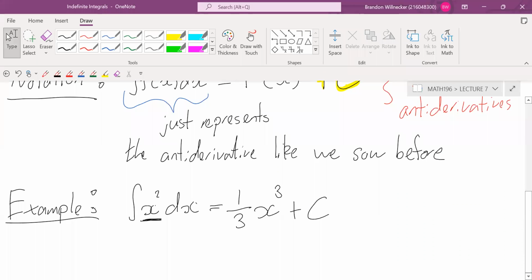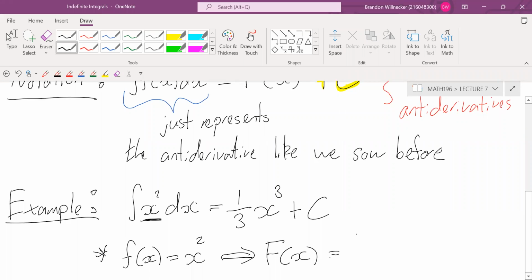So this is exactly the same if we wrote f of x is equal to x squared. And then this means that the antiderivative, capital F, is 1/3 x cubed plus c. It means exactly the same thing.